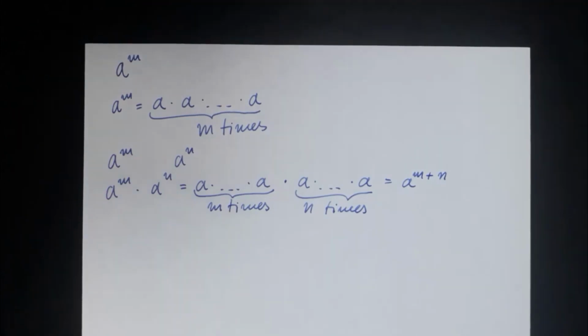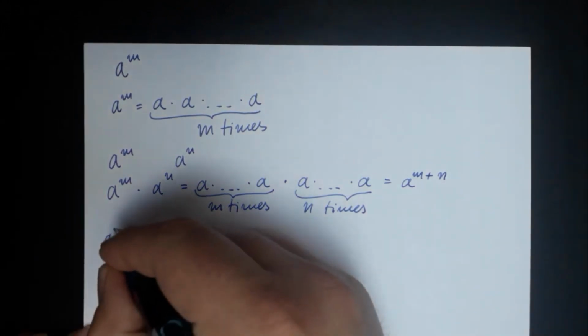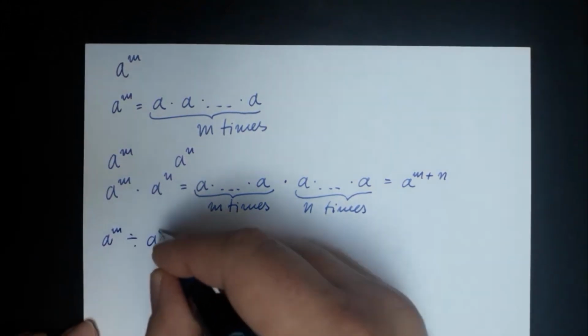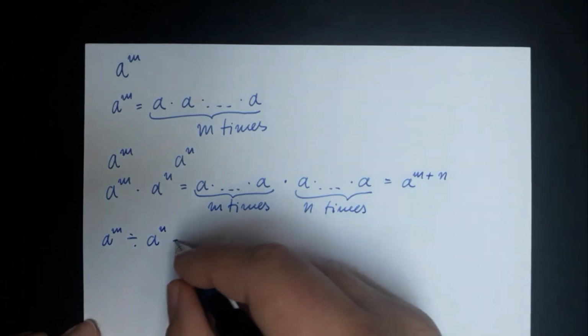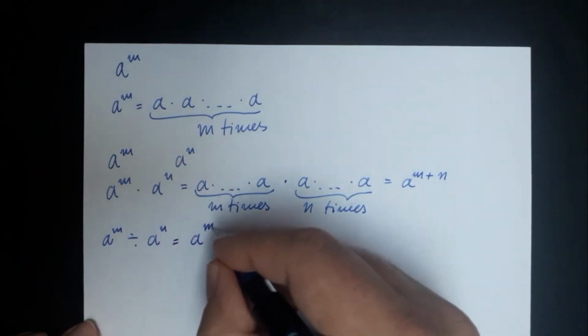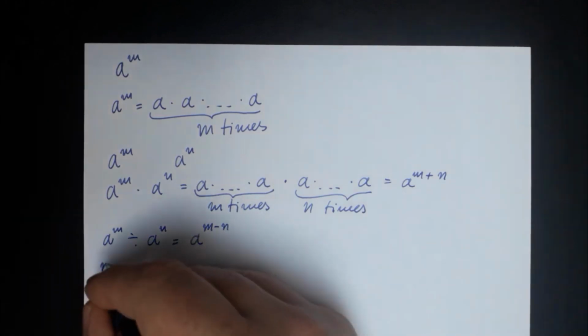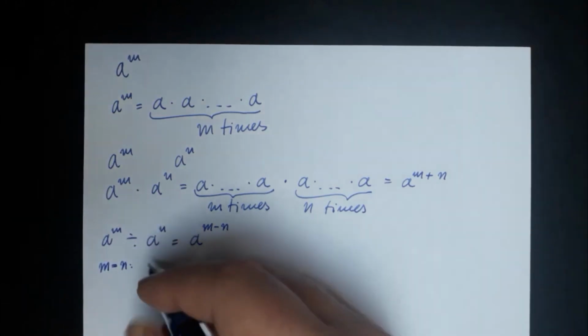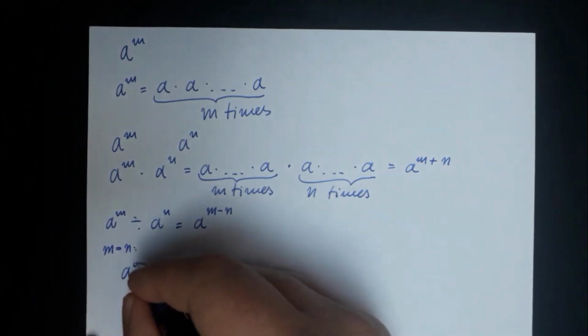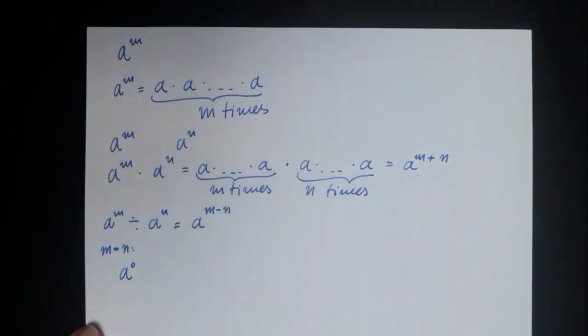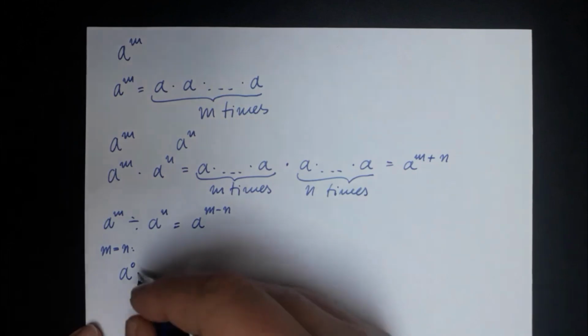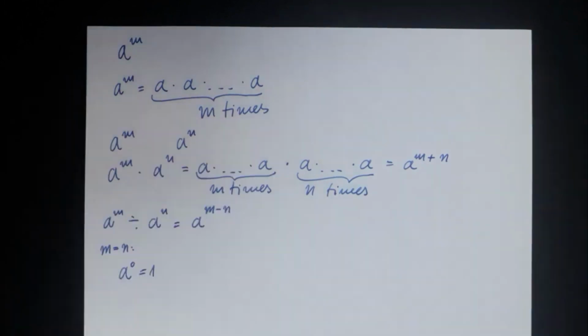And if we do division, a to the power m divided by a to the power n, we get a to the power m minus n. And if m is equal to n, you get the following: a to the power 0. And then we have said that must be equal to 1. That was the last law we have established. Then we can raise the next question.